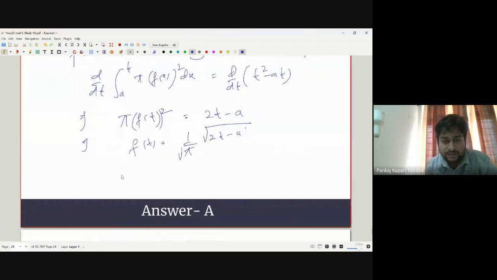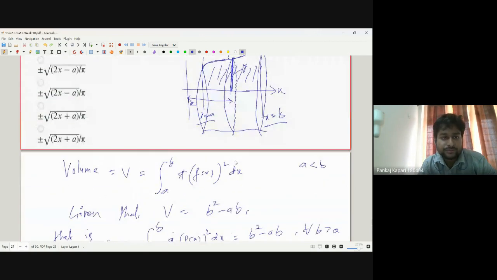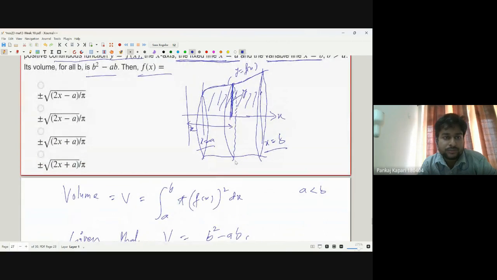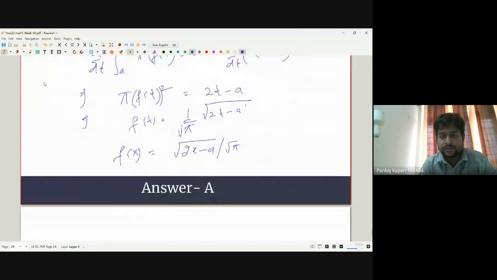Okay, so what is f of x? It is just equal to the square root of 2x minus a, divided by root pi. Okay, so here plus minus is given, but you don't have to take plus minus because it's given that the function is positive. So all these plus minus options you can remove, but the right answer is the first one. Okay, so the first is the right answer.